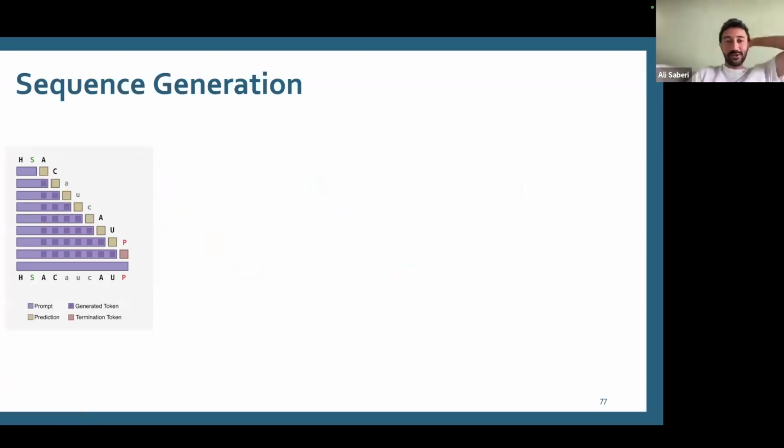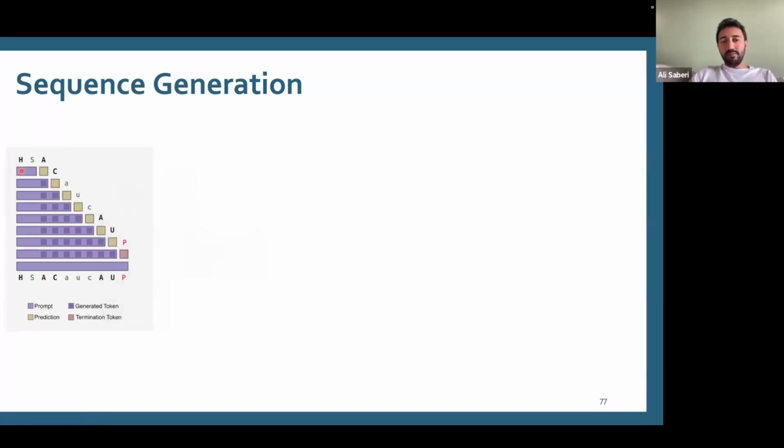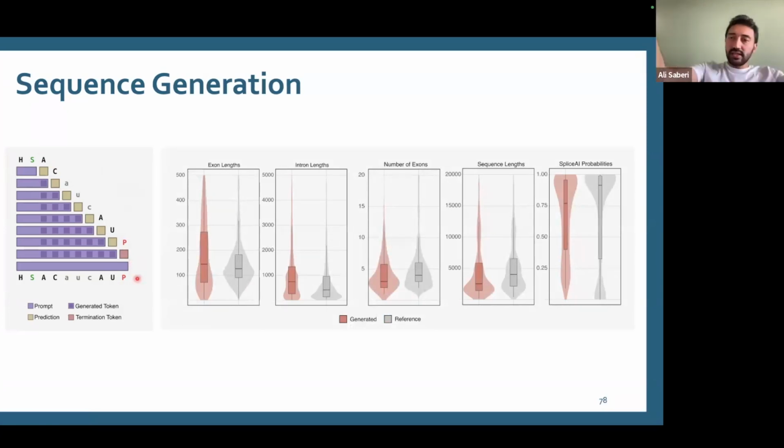The final task is sequence generation, which I think shows a lot of potential and is pretty cool. This model is trained causally, so we can generate sequences. The way it works is that we provide a prompt, for example H and S, telling the model to generate human sequences starting from the transcription start site, and the model starts to generate. The model generates the next token, and then we provide all of the sequence again to the model, for the next token, up until the model generates the P token, the pass token, and then it's finished and we have the entire sequence. We then compare the generated sequences with the human reference sequences in the reference annotation. The exon length, intron length, number of exons, and sequence lengths are highly similar, and it's pretty promising.